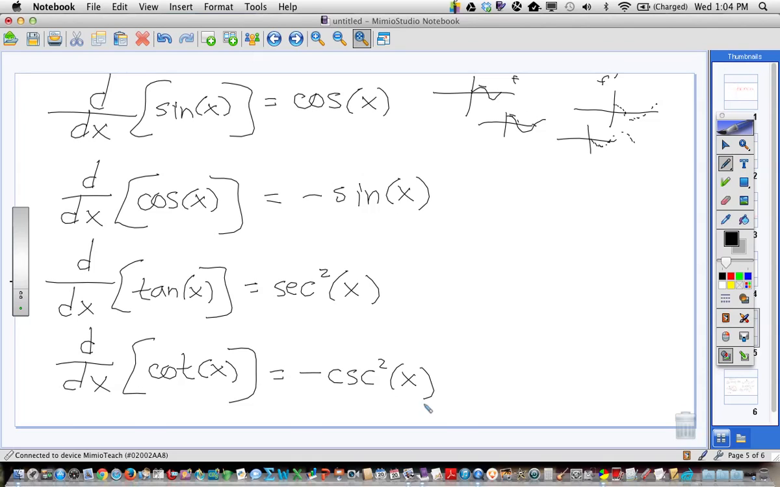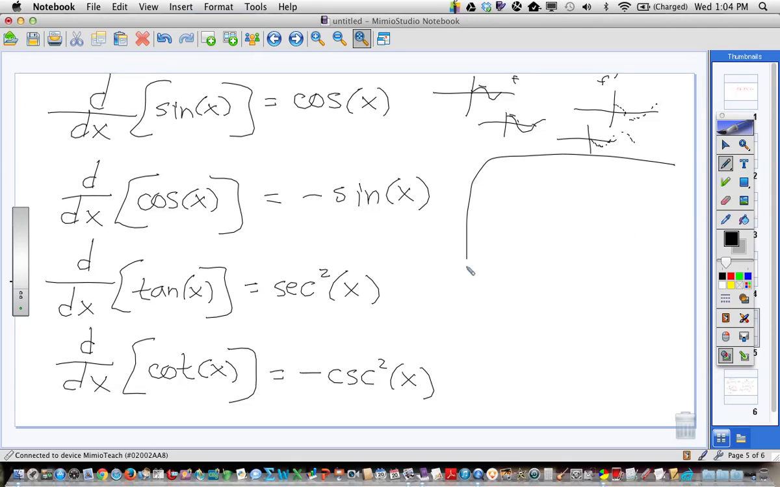Matter of fact, you start to notice a little bit of a pattern here. Sine was this derivative. Cosine was negative. Tangent is this derivative. Cotangent is negative. Very similar, but negative. They're called the cofunctions. Sine and cosine are cofunctions. Tangent and cotangent are cofunctions of each other. And secant and cosecant, same thing.